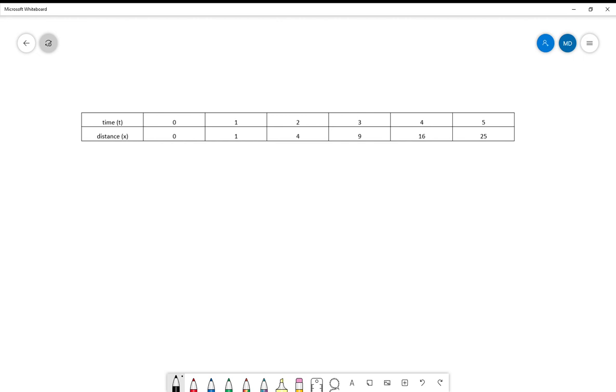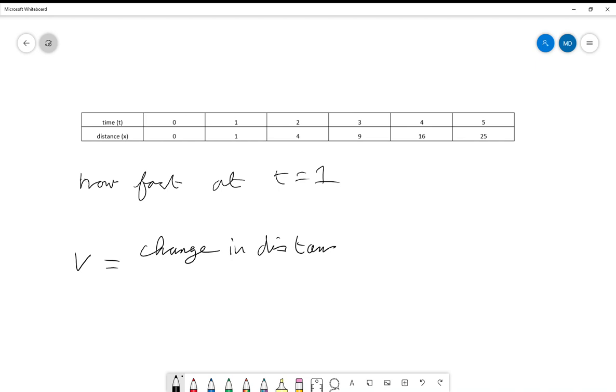Now, the question is, how fast is it going at any given point? How fast is it going at time equals 1? Now, this isn't actually anywhere in this data, but at the same time, it's an inherent property of how it goes to each distance. So we just need to ask ourselves, what does speed mean? What does velocity mean? Well, our velocity is equal to our change in distance divided by our change in time.